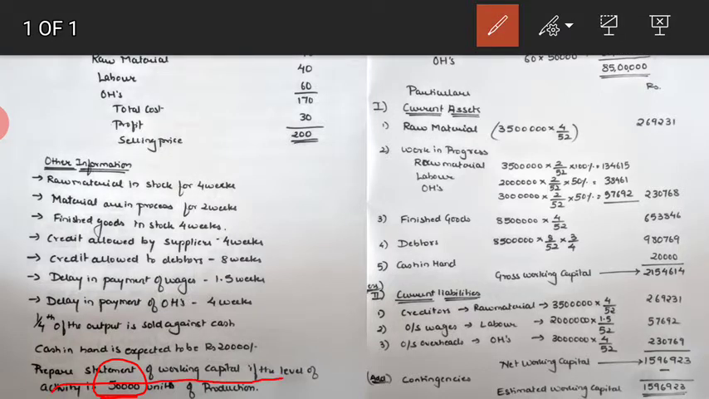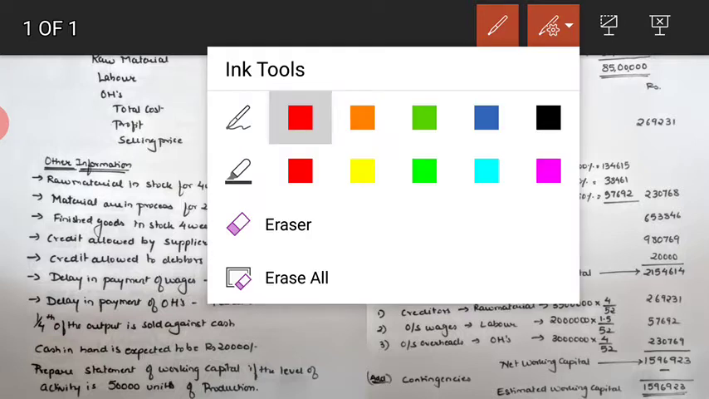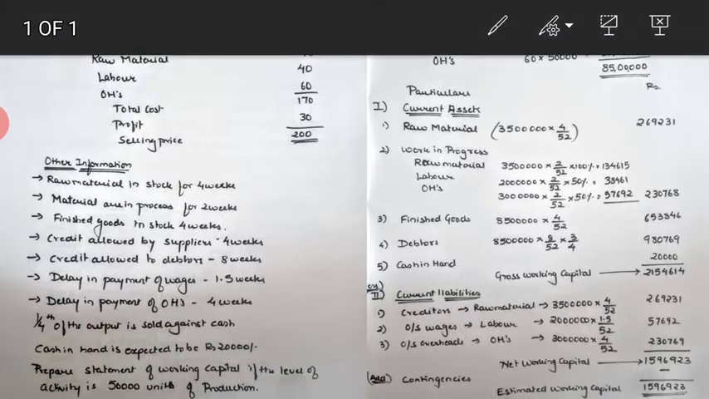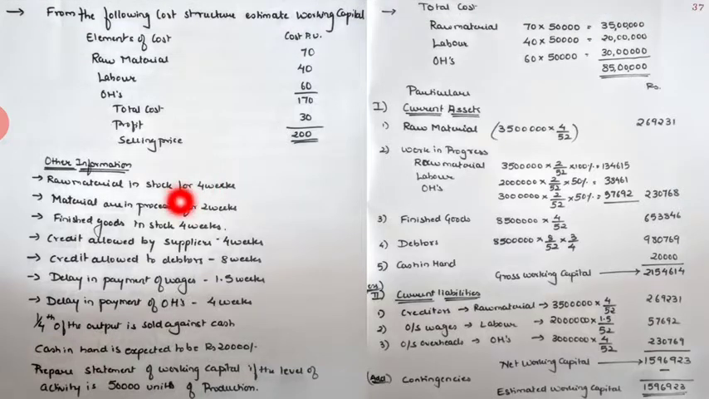Prepare statement of working capital. So let's go to the statement. The statement has particulars and rupees. As we have seen, working capital is nothing but current assets minus current liabilities. So first take the current assets. Under current assets, we have first raw material. Raw material is always valued at the raw material cost. So what is the raw material cost? It is 35 lakhs, and the raw material is in stock for 4 weeks.